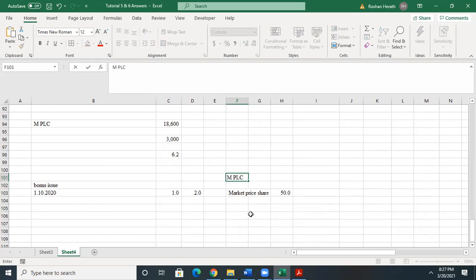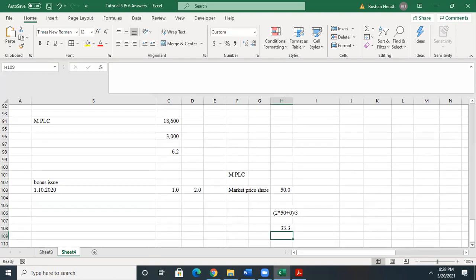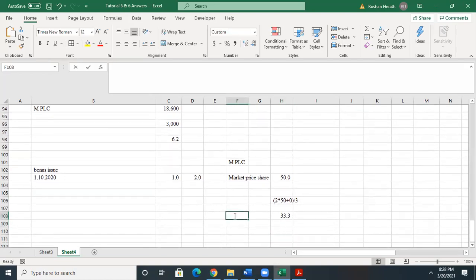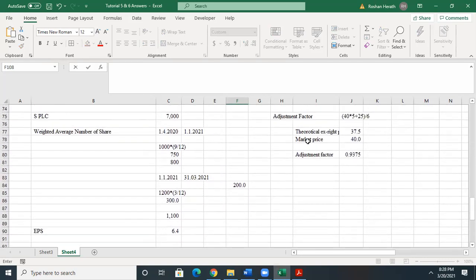So let us work out the theoretical ex-rights price. So how do you do it? You take, now for every two shares it's one, no? Okay, for these two shares the value is 50, for this one share the value is 0, so then divide it by 3. So this is how we take, no? So we divide by 3. 33.39. So this is the theoretical ex-rights price.